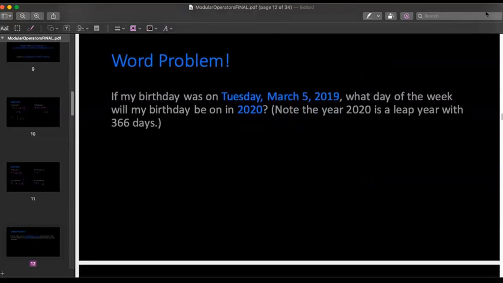All right. So if my birthday was on Tuesday, March 5th, 2019, what day of the week will my birthday be on in 2020? Well, let's note that 2020 is a leap year. All right. Does anyone want to try this? So we can solve this using mods. Let's see. I'm seeing some answers in the chat, but can I get someone on the mic to try to explain the reasoning?